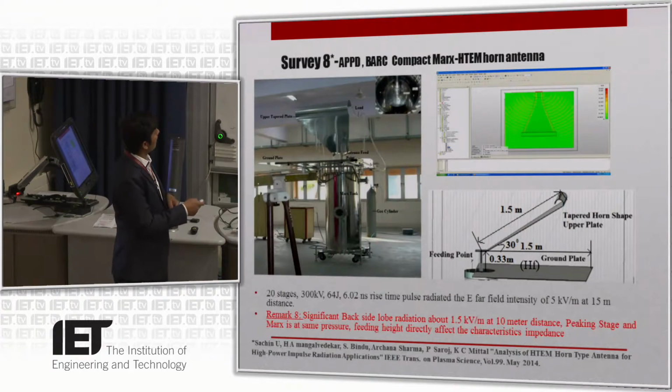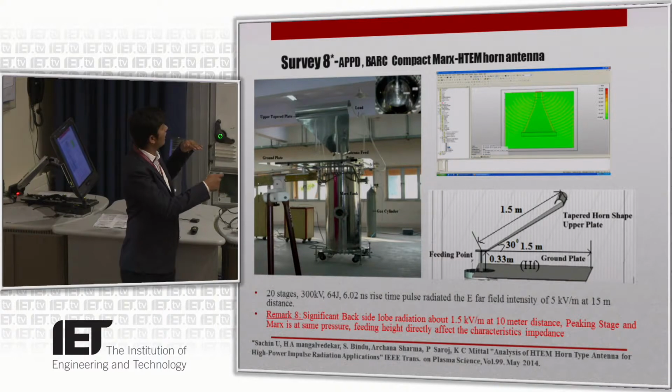Now in our laboratory at APPD BARC, we also developed a compact half TEM horn antenna. The entire capacitor bank and Marx generator system is packed inside a 1.5 meter height solid tank, and at the top there is a peaking stage. It is called the peaking spark gap switch, and it works really well. The modeling and entire domain work we did with PIC modeling, CST Magic software and PIC code, and the experimental output we got is fed to the half TEM horn antenna.